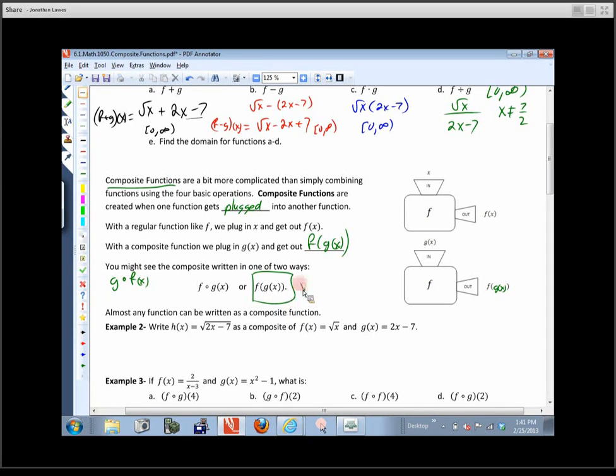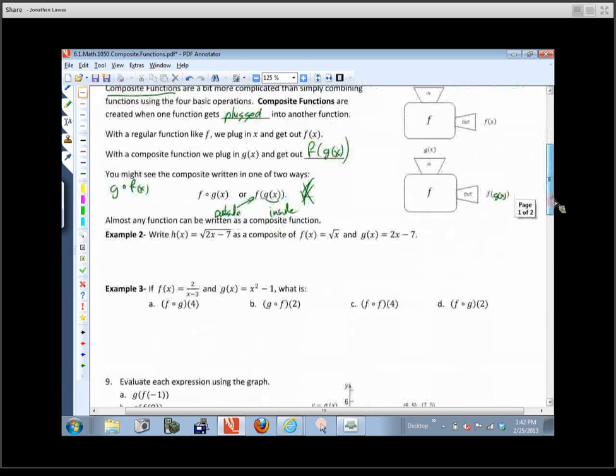I like to focus on this one right here. This is the one that we'll use most often. The reason I like this is you can look at this and you can tell what happened here. What got plugged into what? G got plugged into F. Sometimes we'll call this the outside, and that is the inside. So G got plugged into F, so G's the inside, F is the outside. That type of thinking can come in handy in the long run. Okay, are there any questions there?